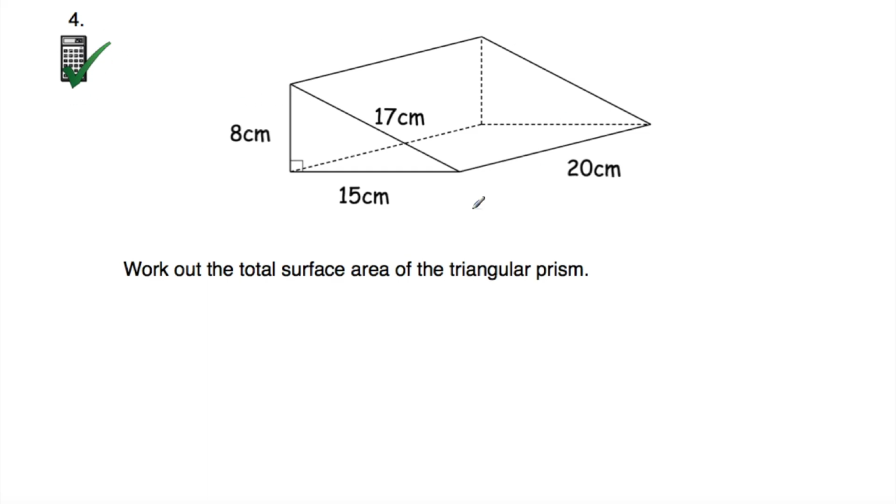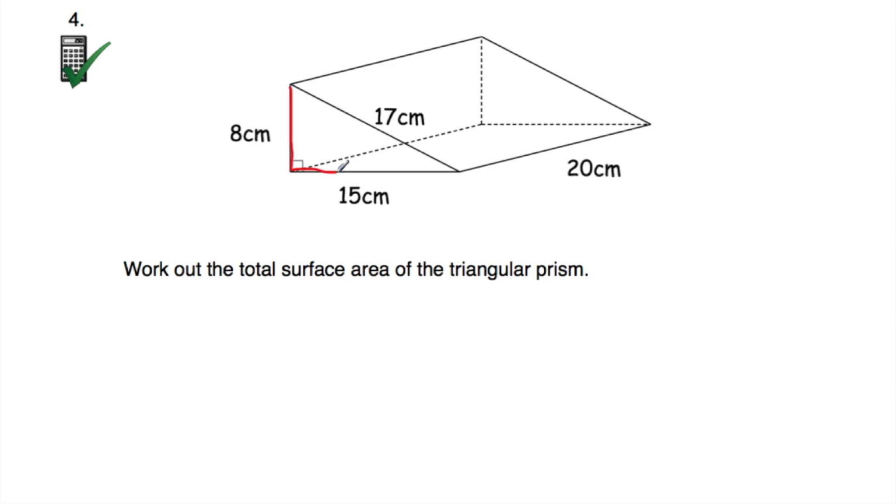So question number 4, we've got this triangular prism, and we've been asked to find the total surface area of this triangular prism. So to find the total surface area of this triangular prism, we need to find the area of the 5 faces. The triangle at the front, the triangle at the back, the rectangle on the base, the rectangle on the left-hand face, and that slanted rectangle on the right-hand face. And if we find the area of those 5 faces, we can add them up to get the total surface area. Okay, so let's start off with the front.